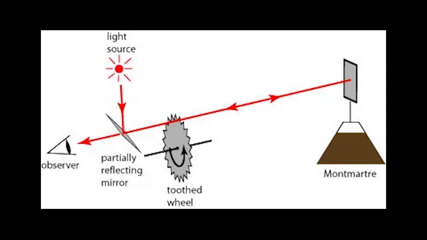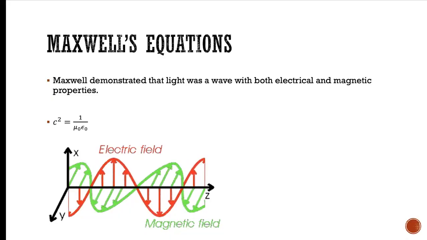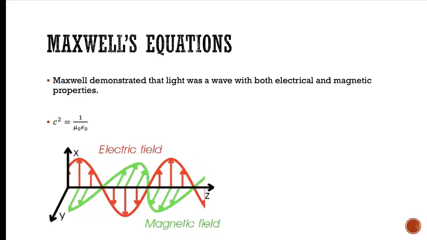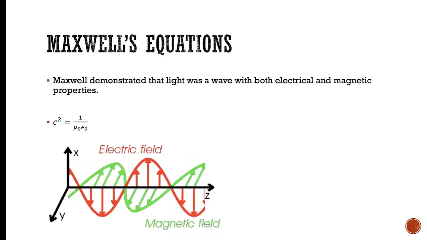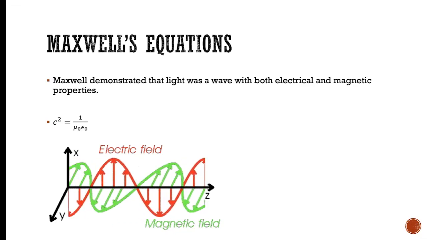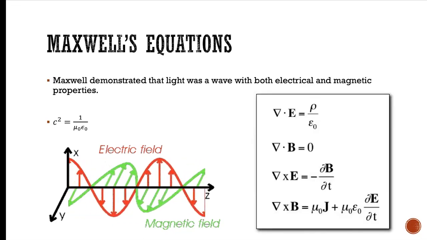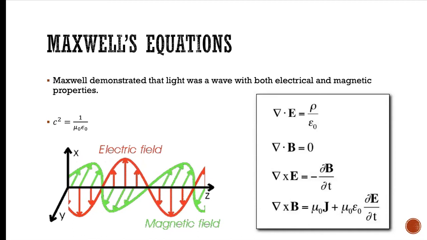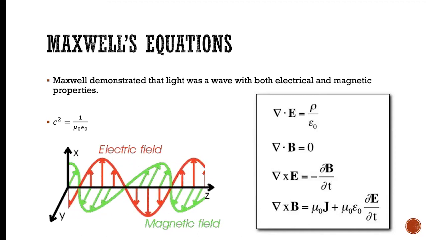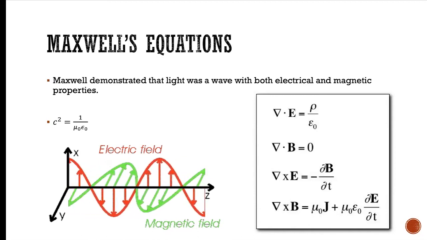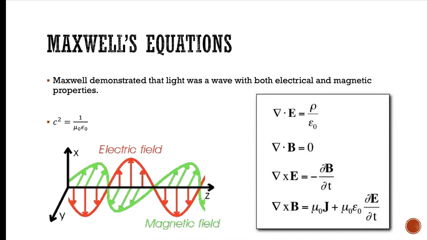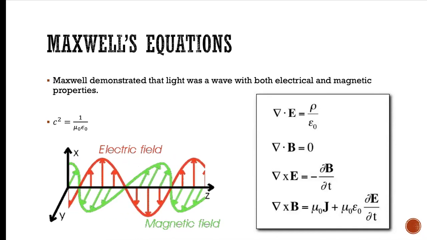Just 20 or so years before Einstein began looking into this, James Clerk Maxwell had actually demonstrated that light is a wave with both electrical and magnetic properties. He came up with his 4 equations that pretty much define the behaviors of light as varying electric fields and magnetic fields that are moving through space perpendicularly to one another.